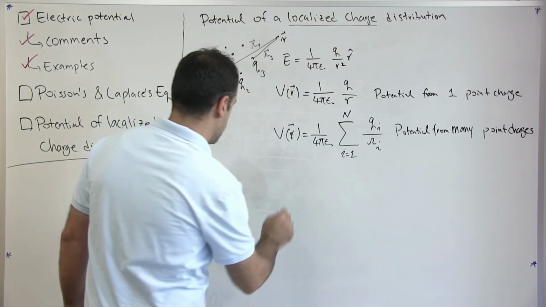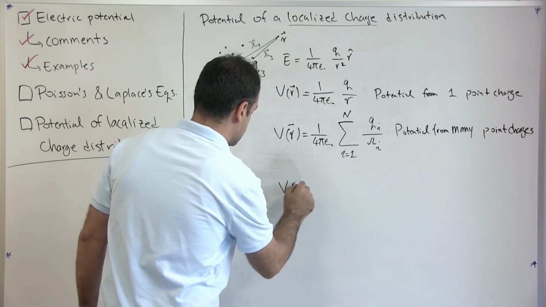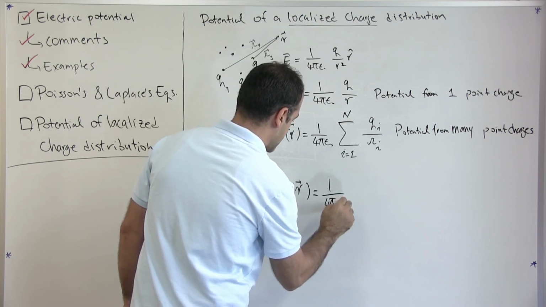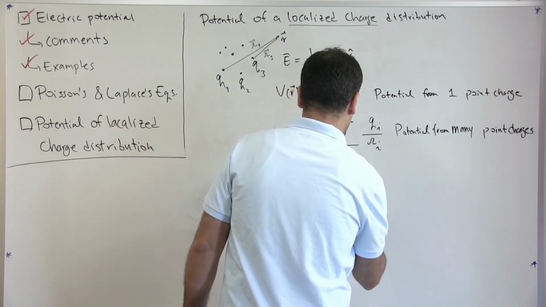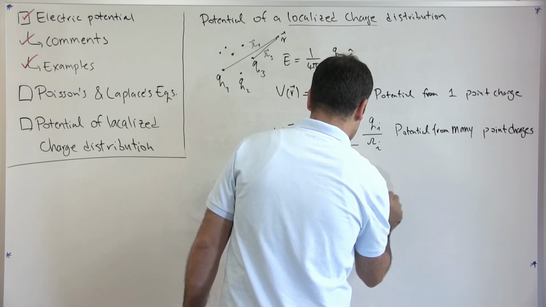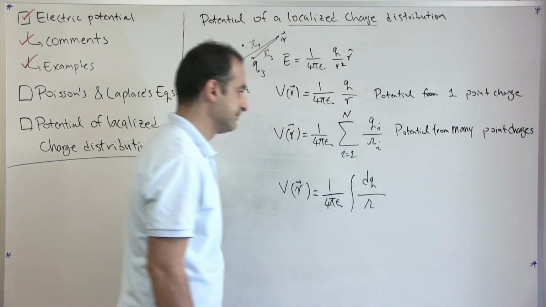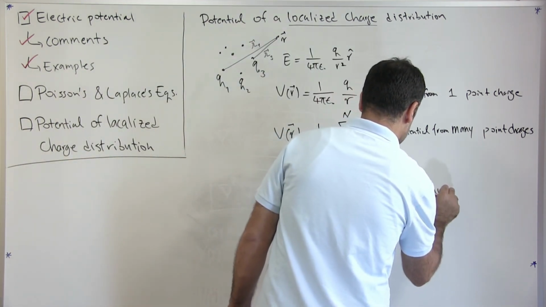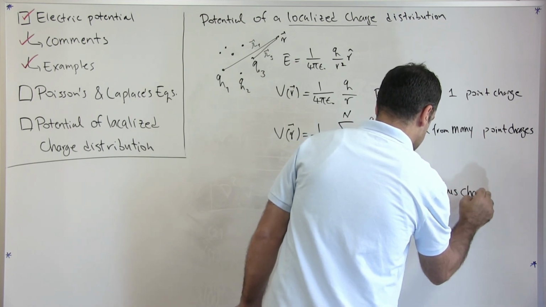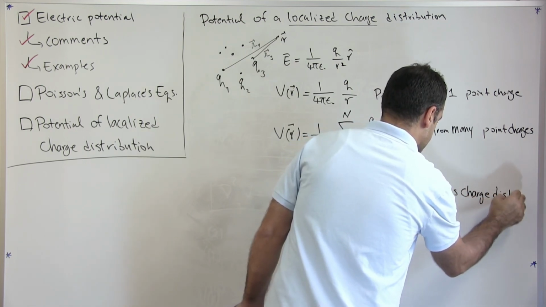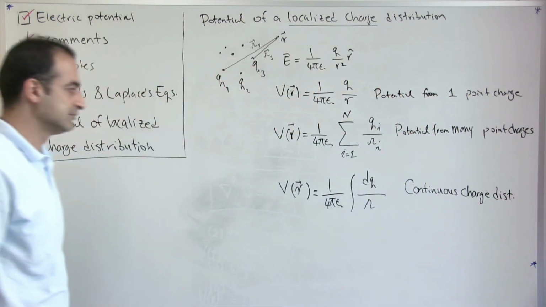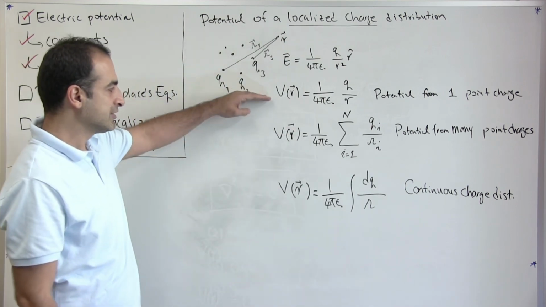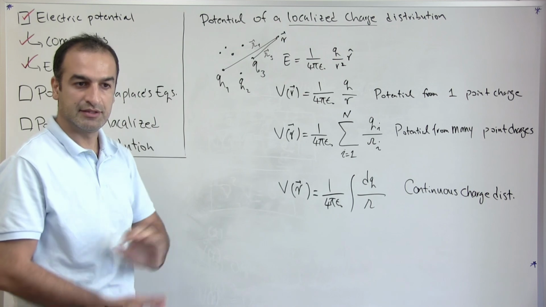And so here we got V(r). I'm going to change it to an integral: 1 over 4 pi epsilon 0, the integral of dq over distance vector. So this is for continuous charge distribution. Looks good? Is it clear how we started from a point charge to multiple point charges and now continuous charge distribution?